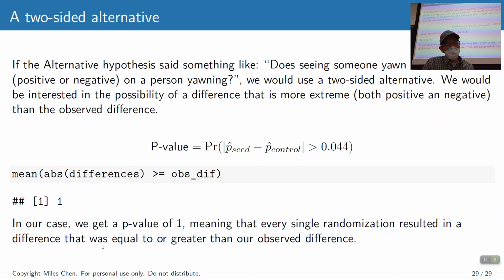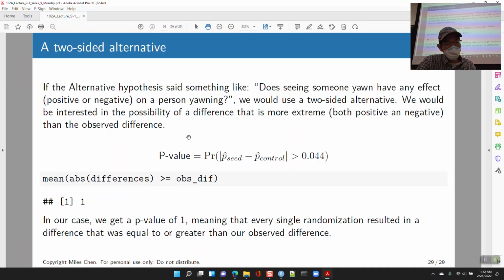What if we had a two-sided alternative? What if we said, does seeing someone yawn have any effect, positive or negative, on a person yawning? That would have a two-sided alternative. We'd be interested in the absolute value being greater than 0.044.